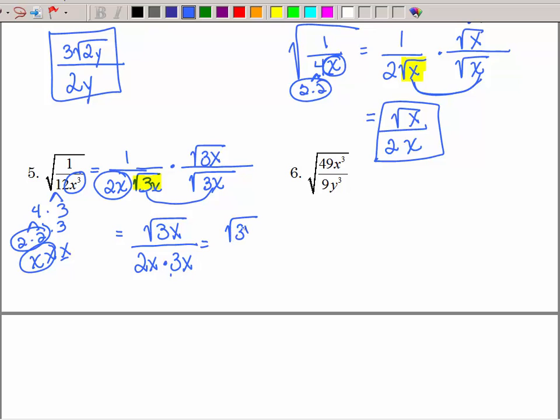So let me clean that up. Multiply that together and I have 6x squared. I cannot reduce the 3 and the 6 because one's in a radical, one's outside the radical. So that's my final answer.